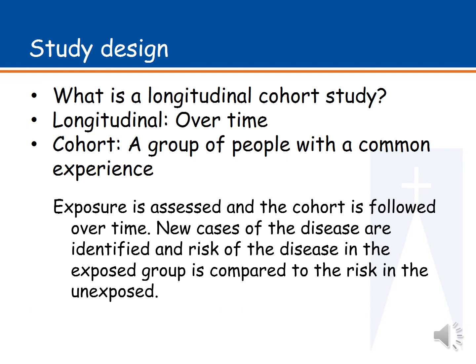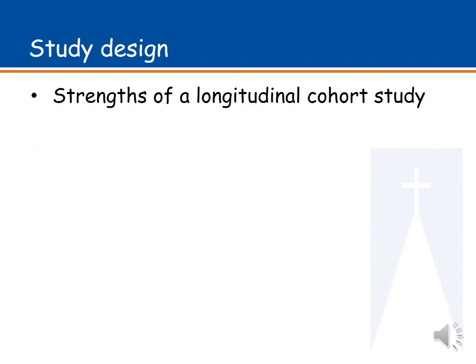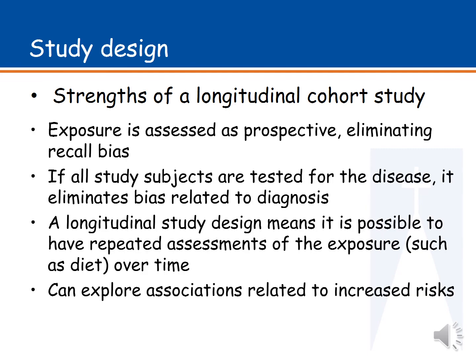So you already have to know from the onset, how long am I going to follow people? At what point do I stop following people and do my analysis comparing how many people got the disease in the exposed compared to the unexposed groups? Okay, so in summation, there are a number of strengths of a longitudinal study. And the first is that exposure is assessed first. So it's not assessed after the diagnosis, it's assessed before the diagnosis. So there's really no chance of recall bias related to a diagnosis because the measurement is taken before the diagnosis ever occurred or the disease ever developed.